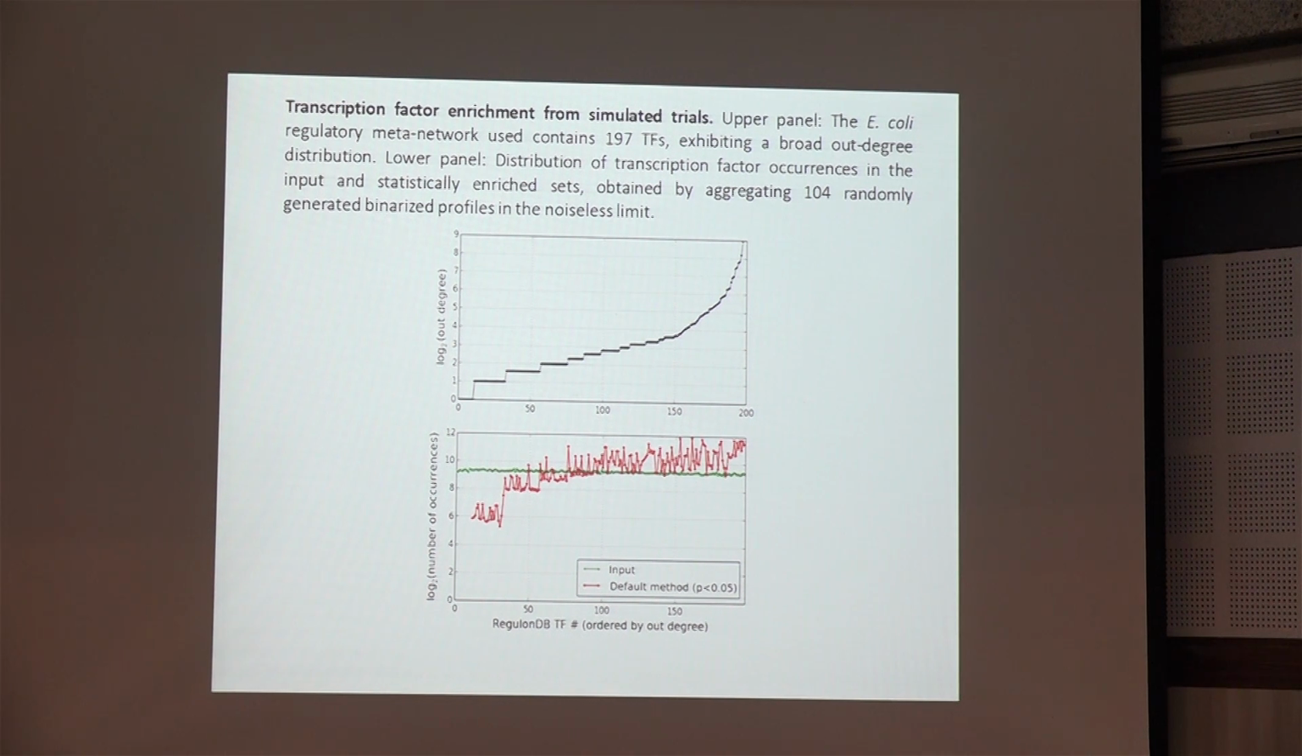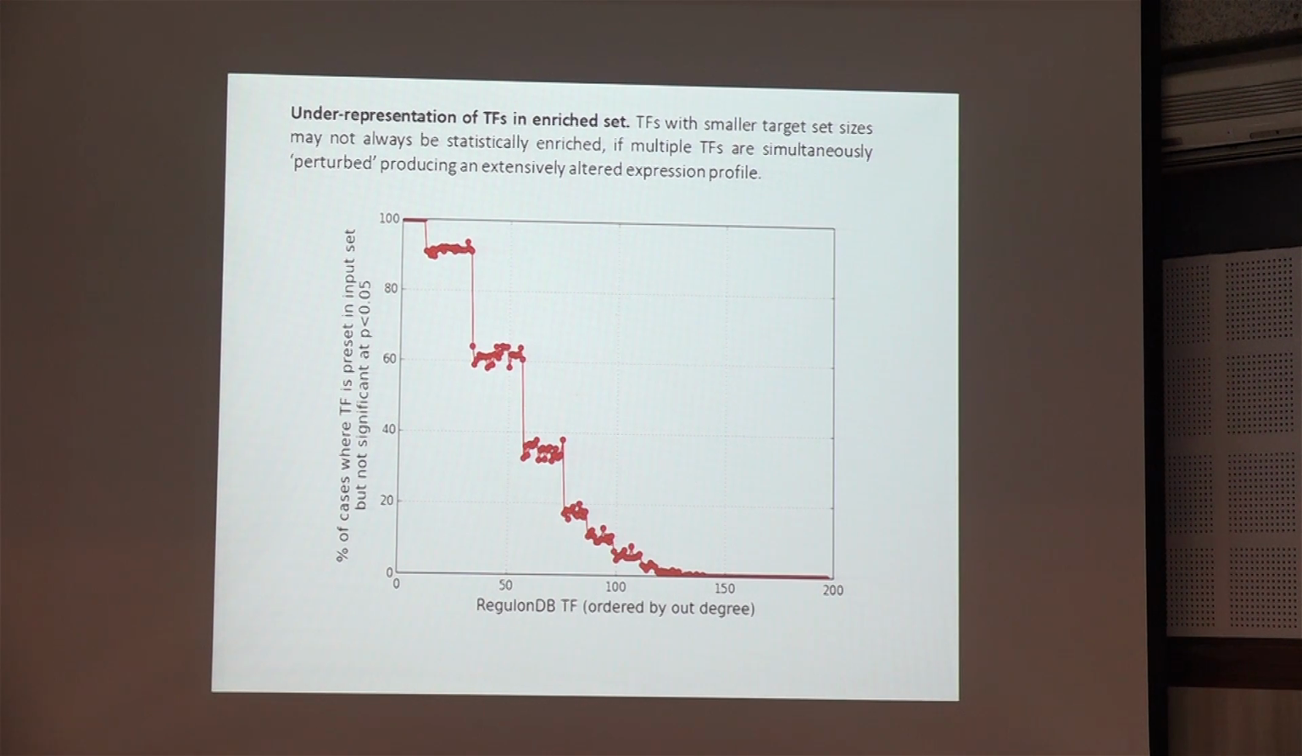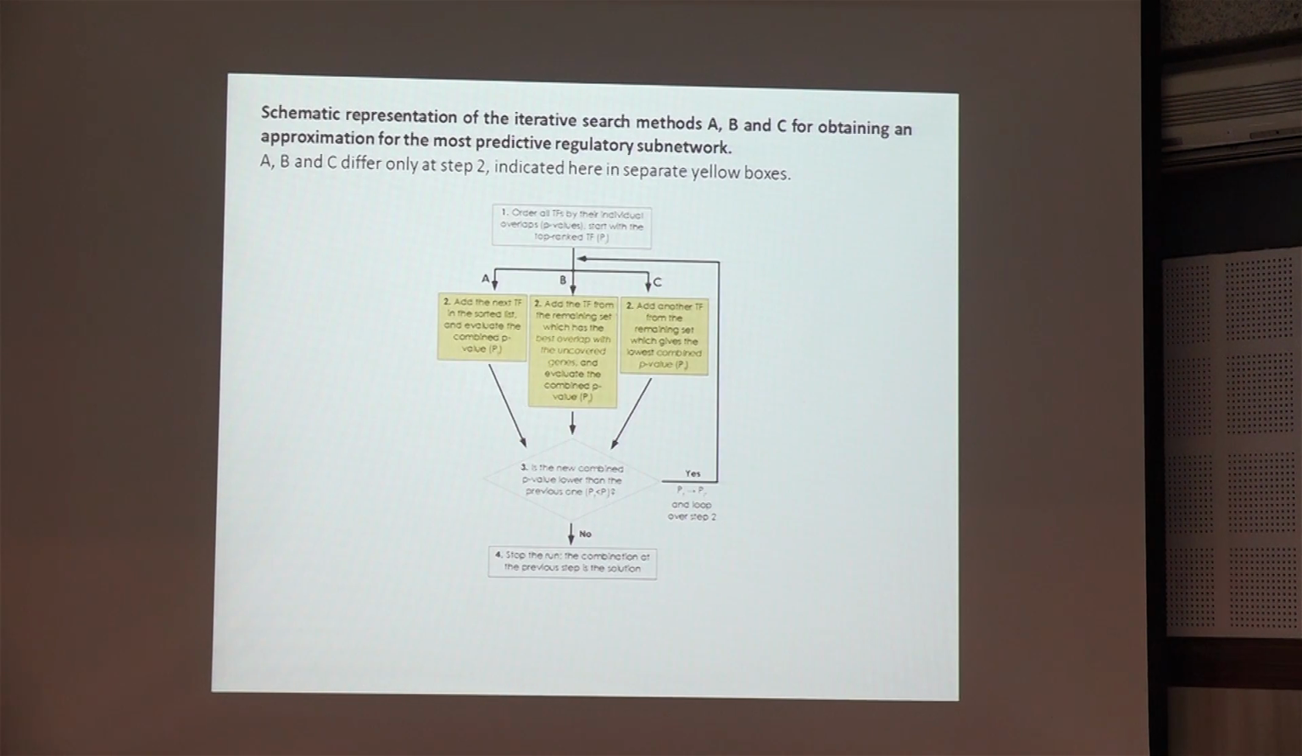So how do you address this problem? Very briefly, I will show you and then I will end here. Basically, we get an underrepresentation of transcription factors in the enriched list. That is, transcription factors with smaller target set size may not always be statistically enriched. On the other hand, the transcription factors which have larger connections statistically get enriched. Something like this.